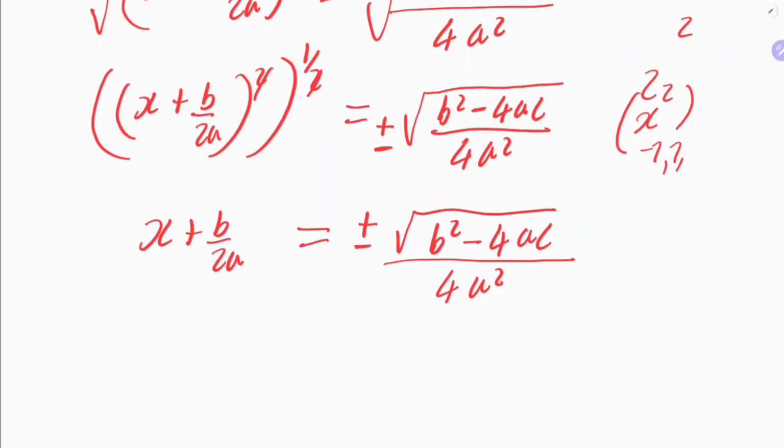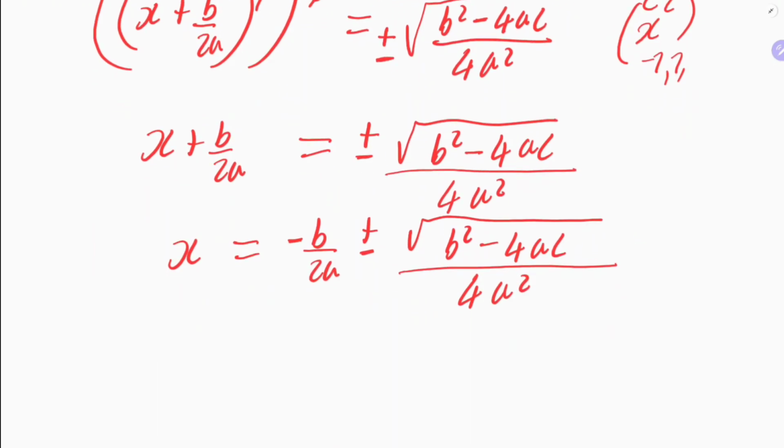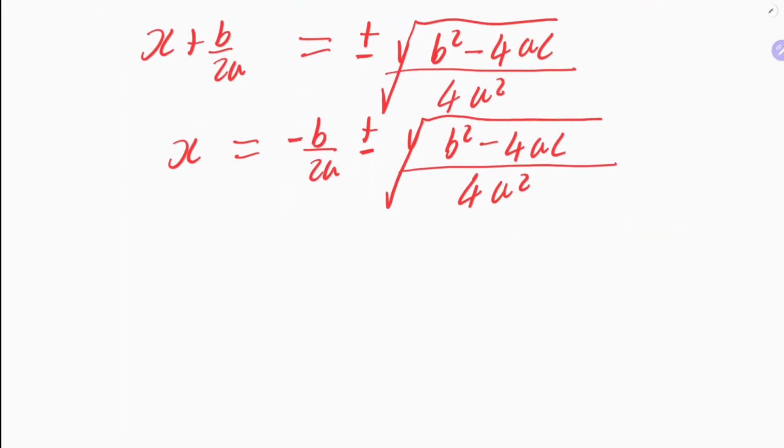So I'm simply going to send this one this way, which gives us x is equal to negative b over 2a plus or minus the square root of b squared minus 4ac, all this divided by 4a squared. Looking at this now, what do you think we can do? Has anybody come to a conclusion? That was me trying to correct that. So I'm going to simplify the square root.